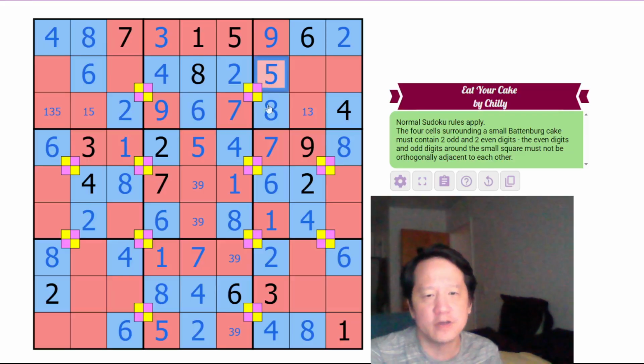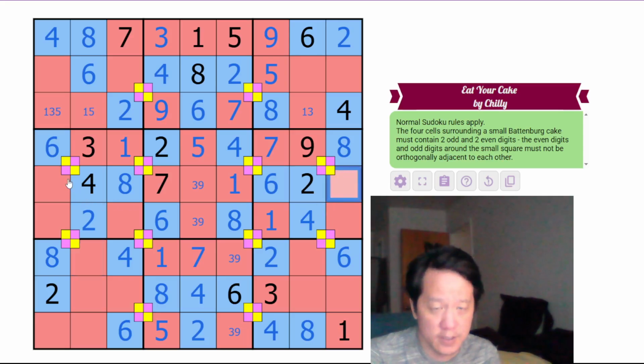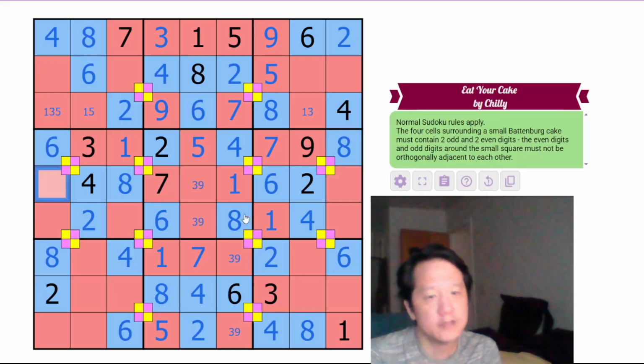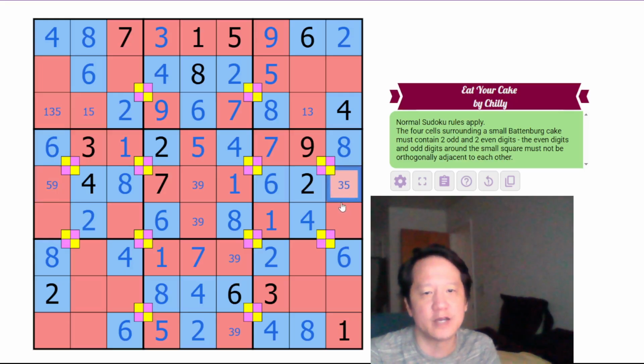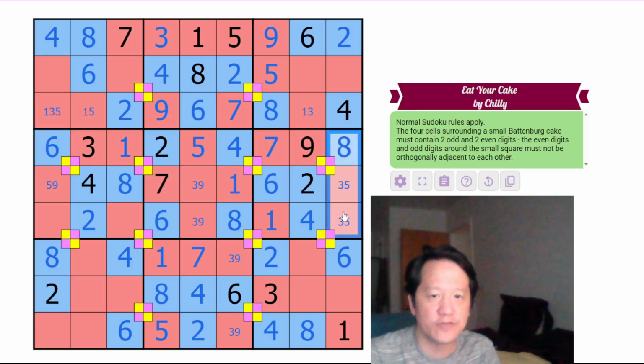There's no 5 here because of 5 in the box. Remaining digits of row 5 are 3, 5, and 9. This cannot be 3 here because of 3 in the box. It can't be 9 here because of 9 in the box, so this is 3, 5 as a pair. This 3, 5 pair eliminates 3 and 5 in the rest of the column. That leaves us 7 and 9 in the rest of the column.